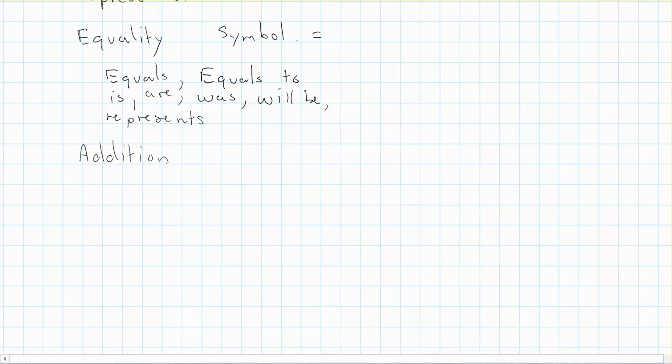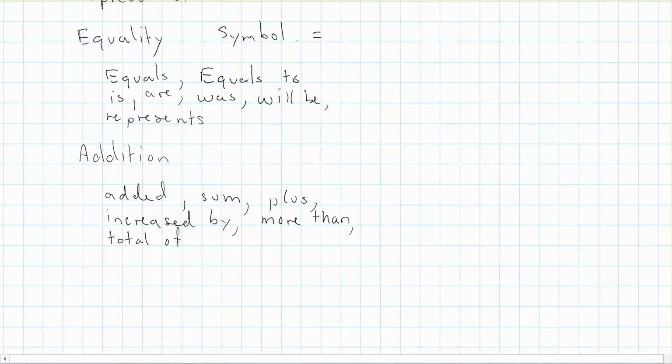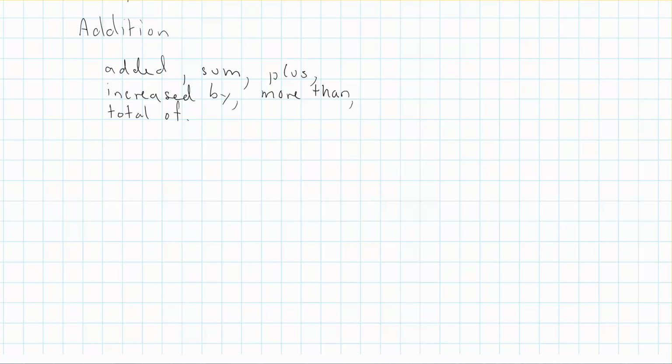So we'll look at addition. Some of the key words: of course, if you see added, that's an obvious keyword. As opposed to added, we also have sum, plus, increase by, more than, total of. Of course I didn't put the symbol there, we all know what the plus symbol looks like.